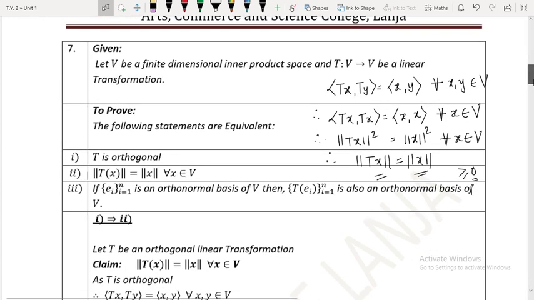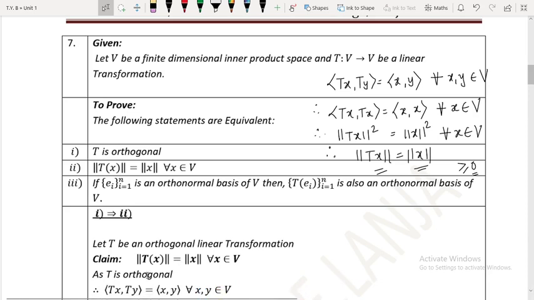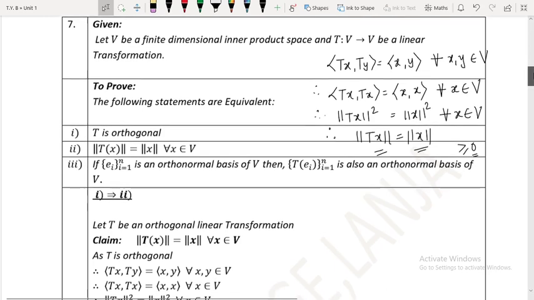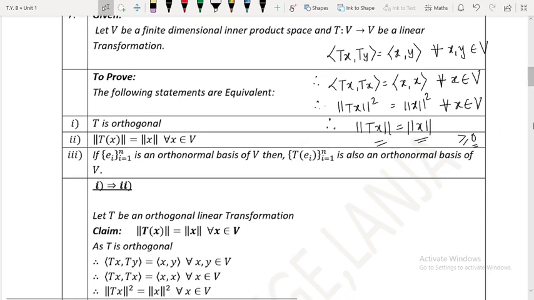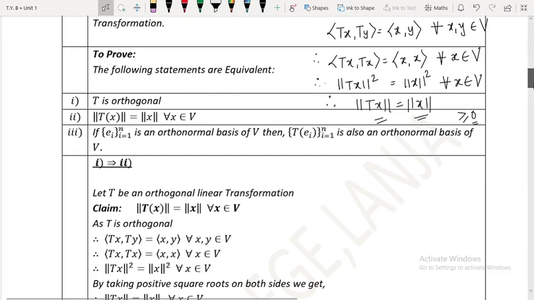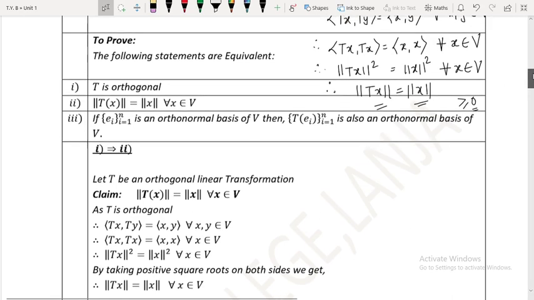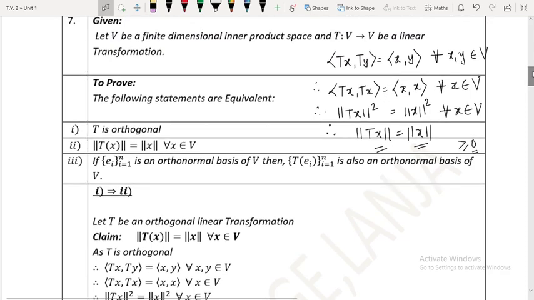So that is what I have done here. As T is orthogonal, therefore inner product of Tx with Ty will be equal to inner product of x with y for all x, y belonging to V. So therefore inner product of Tx with Tx will be equal to inner product of x with x for all x belonging to V. I have taken y is equal to x in particular over there, and now we will take positive square roots on both sides, and therefore we will get norm of Tx is equal to norm of x for all x belonging to V, and that is what we wanted to prove, isn't it? So it was simple, right?